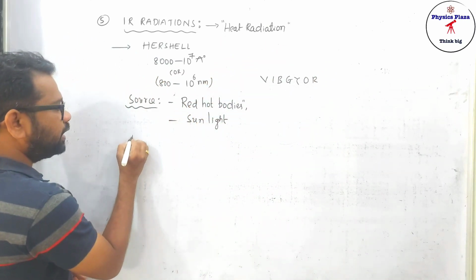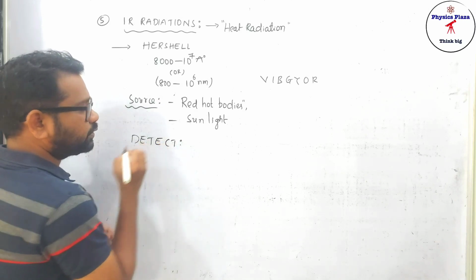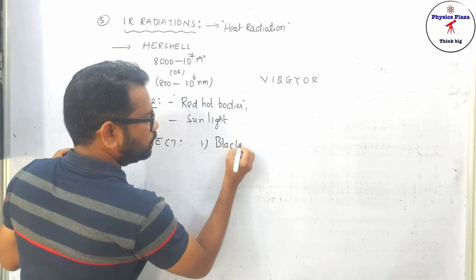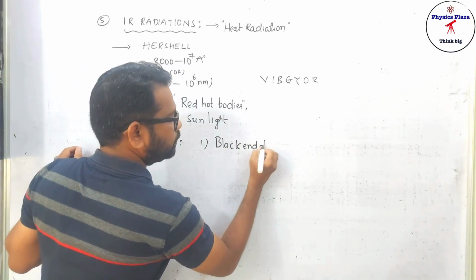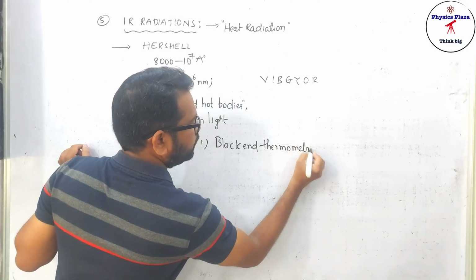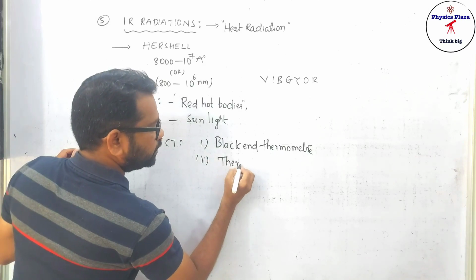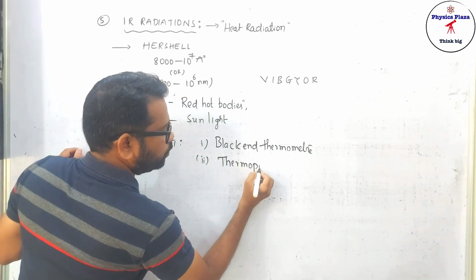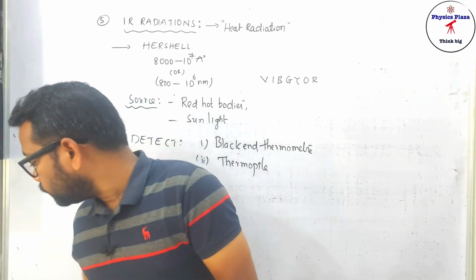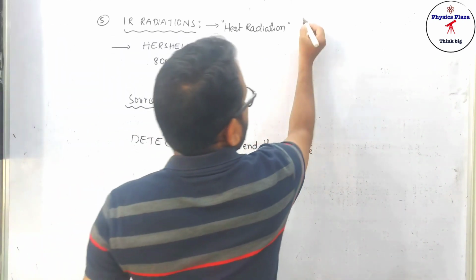Then how can we detect this, children? For this we use a blackened thermometer, and we can also use a thermopile. Children, we can also use a thermopile. That is fine. And here, how can we obtain the infrared radiation spectrum, the IR spectrum?